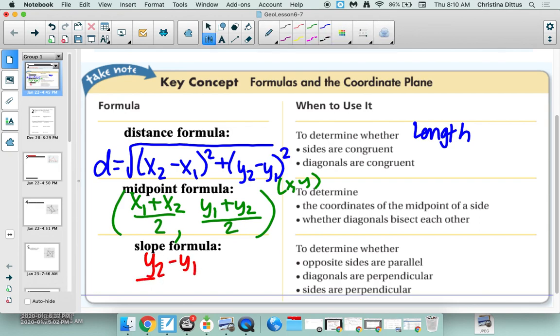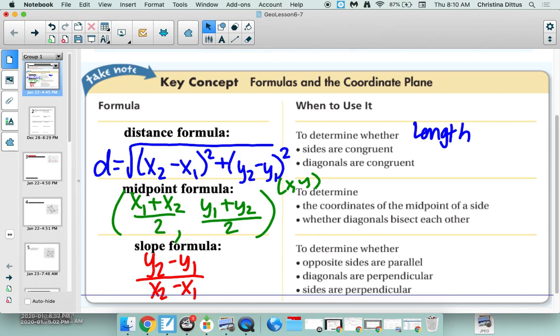Y2 minus y1 over x2 minus x1. And slope we use to decide if things are parallel and perpendicular. Okay? So if opposite sides are parallel, if our diagonals are perpendicular, or sides are perpendicular. Okay. Do all of those formulas look familiar?